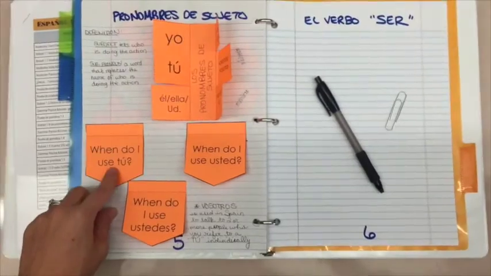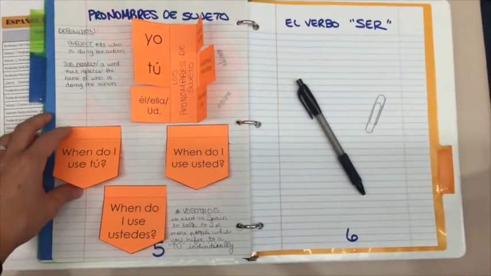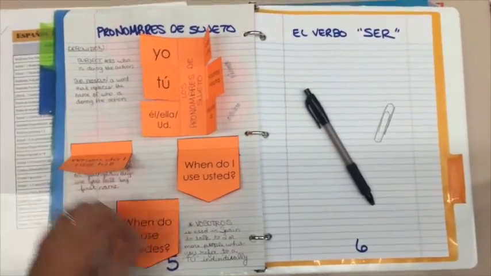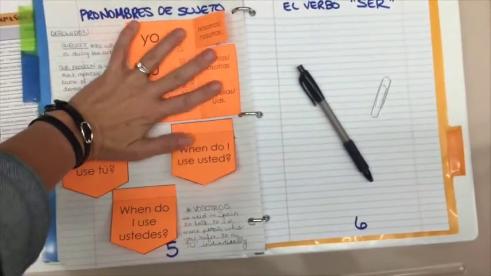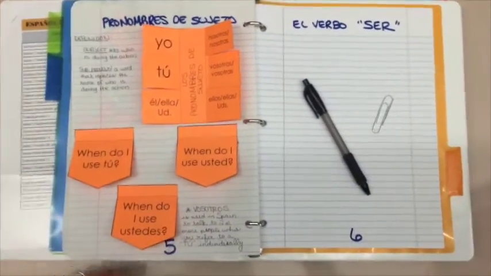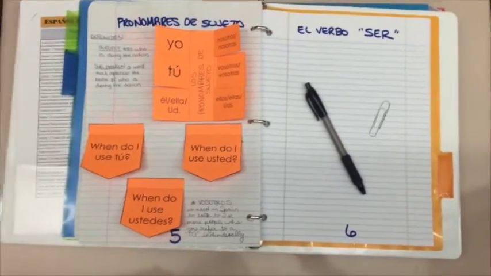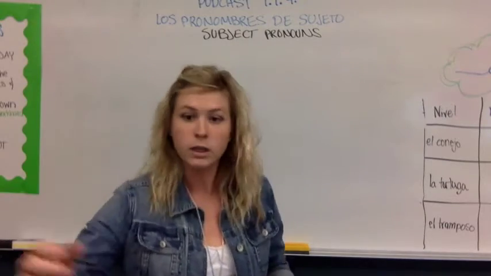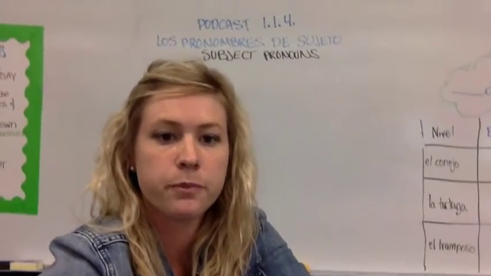And then you also have these pocket-shaped foldables that you're going to get from class. Those you will glue just on the top here so that you can lift them up and look at the answer to the question. So now that you see what your notes are going to look like for today, let's go ahead and go back to the board and figure all these subject pronouns out. Okay, so now that you know how to set your notebook up, let's go ahead and start writing those notes.